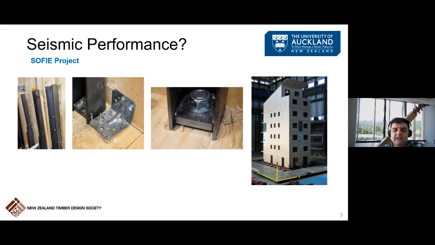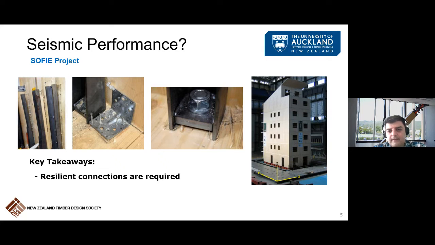So the main takeaways from the SOFI project and many other researchers: we need resilient connections to be able to have a seismic resistant, or in New Zealand terms, low damage mass timber structure. So we need energy dissipation because of the nature of these buildings. We will note very high acceleration.